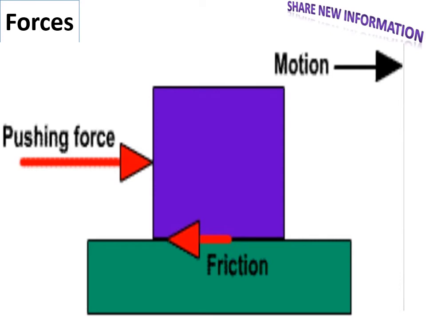These are the examples of friction. You can see friction is always opposite to the motion of an object.